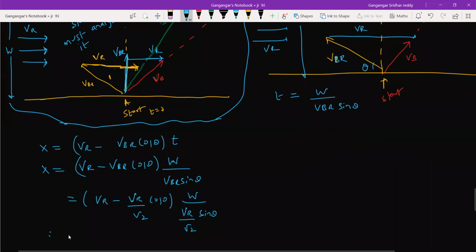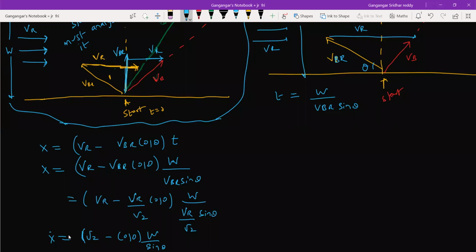Yes, I'll take help of differentiation. Here Vr will get cancelled out. Root 2 will get cancelled. So x equals root 2 minus cos theta W by sin theta. Check it once. Yes, sir. This will be our equation.